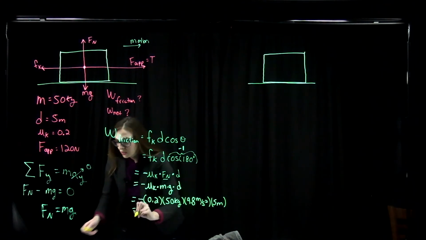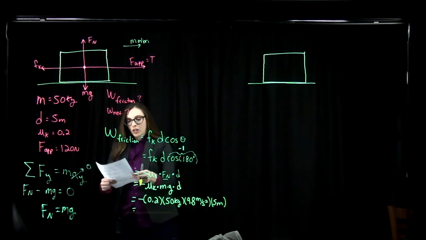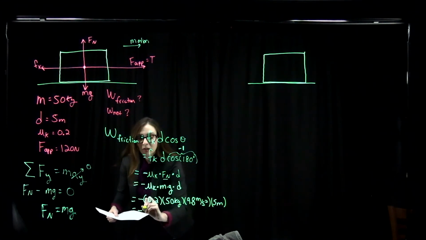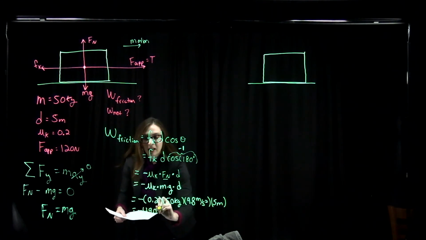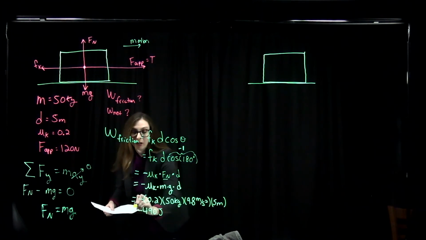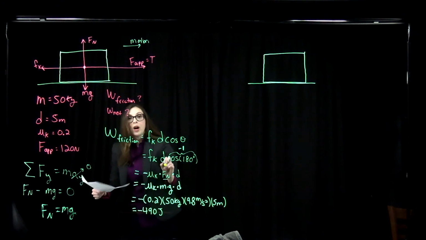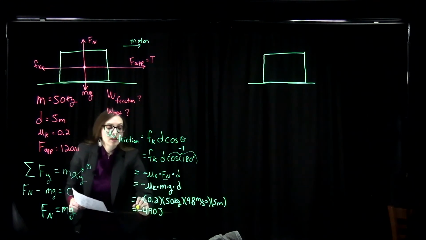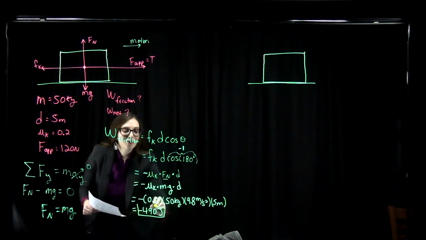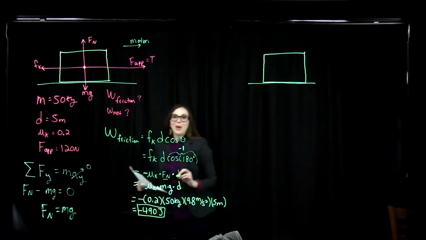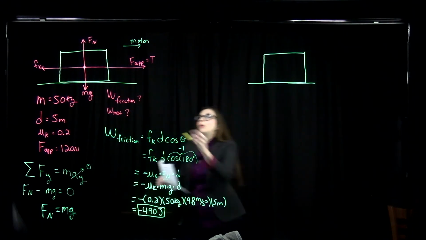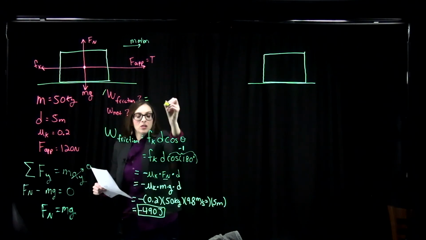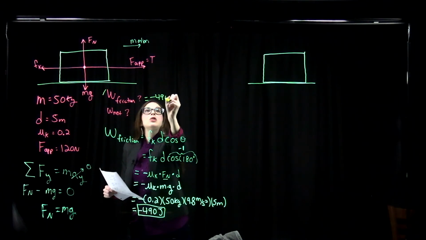And then that gives us the work done by friction, which is minus 490 joules, okay? Because remember, our unit for work is joules, okay? And so that's how we could find the work done by friction. And now we've got that equals minus 490 joules.